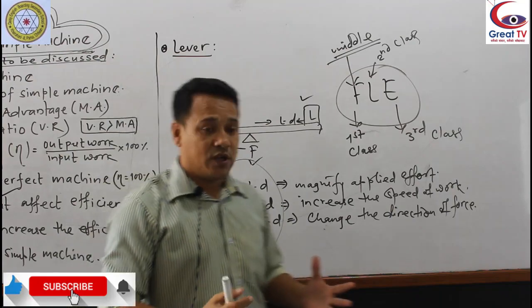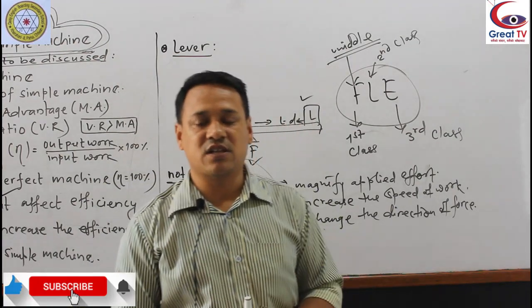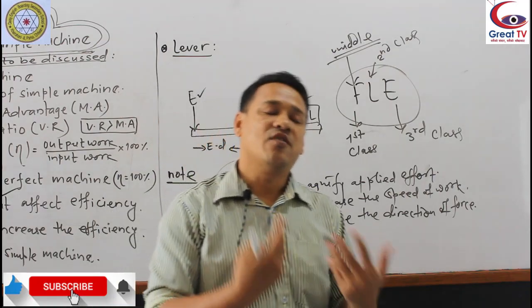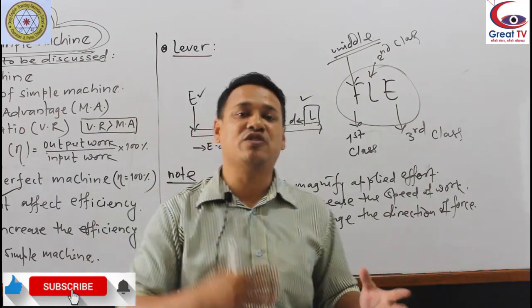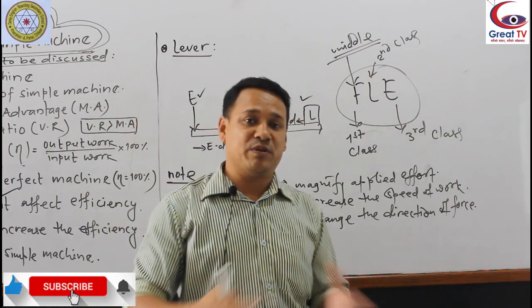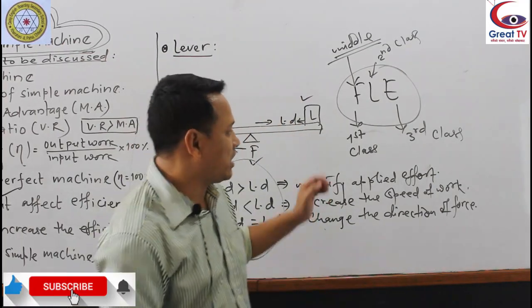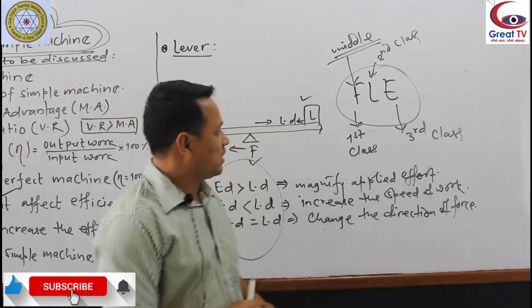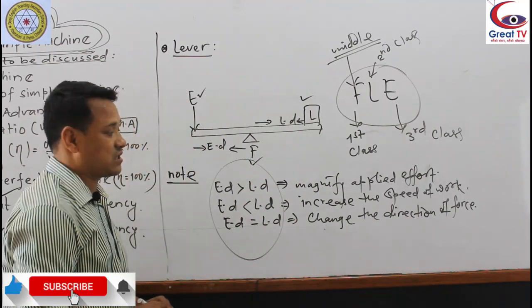Yeah. If the fulcrum is in between the load and effort, then that is the first class lever. Load in between the fulcrum and effort, second class lever. And if effort is in between the fulcrum and load, then that is the third class lever. Like this way, in lower class you have read about the first class, second class, and third class lever.